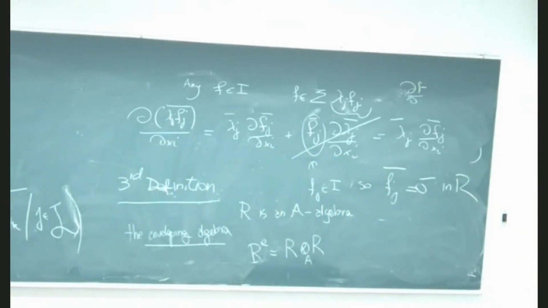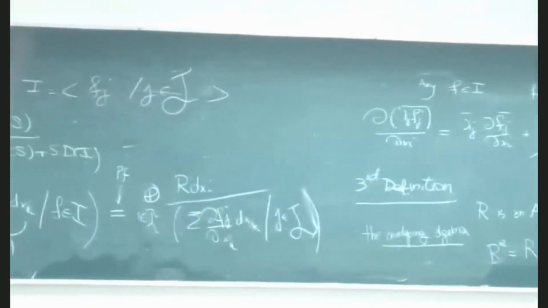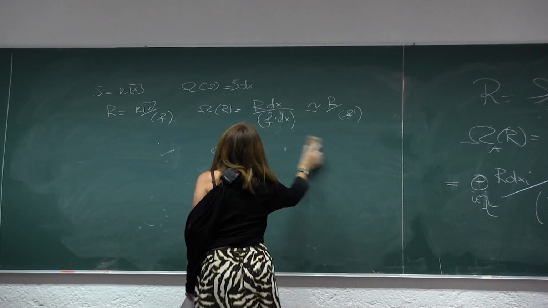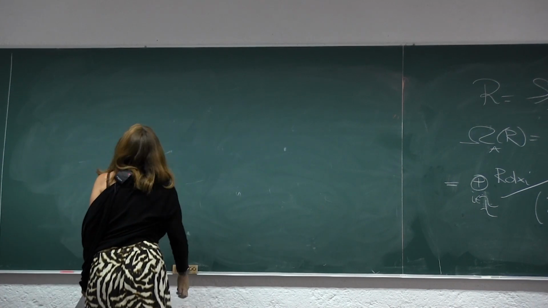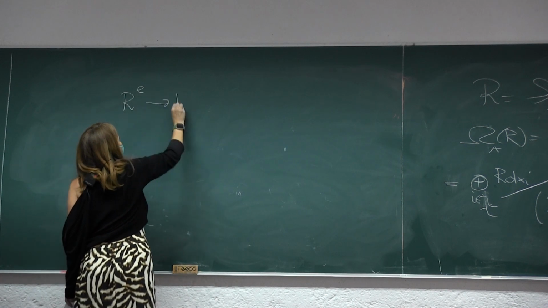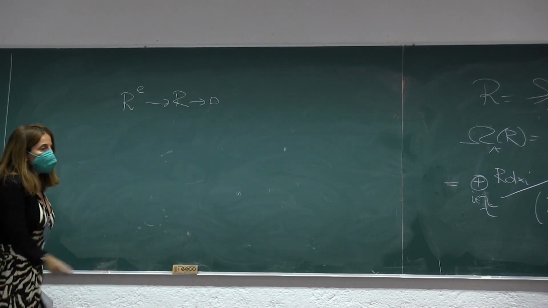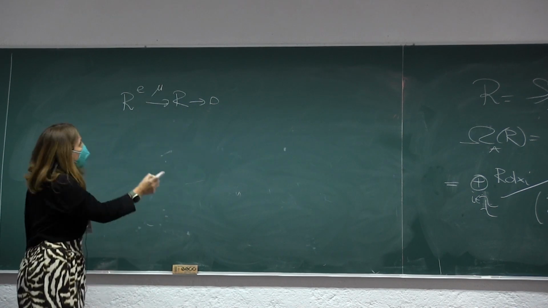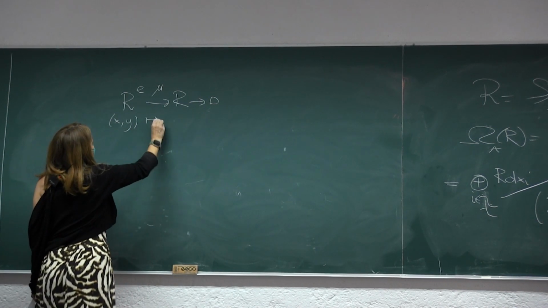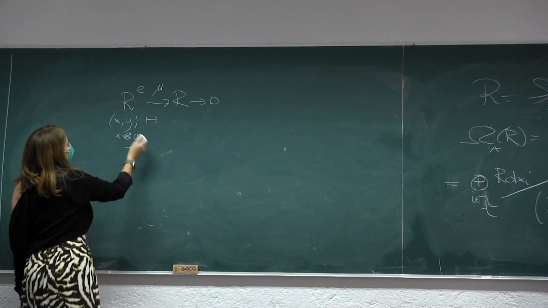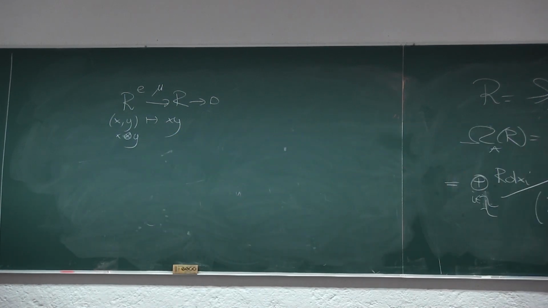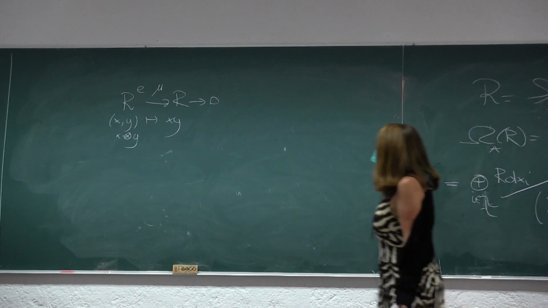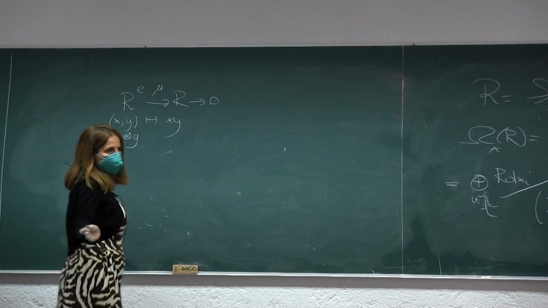And we consider the following projection from R^e we go to R. And this is a projection given by the multiplication map. So I take two elements here, you can also write as x tensor y, and I send it to xy. And this is obviously clearly surjective, because you can just take one tensor x and get everybody.